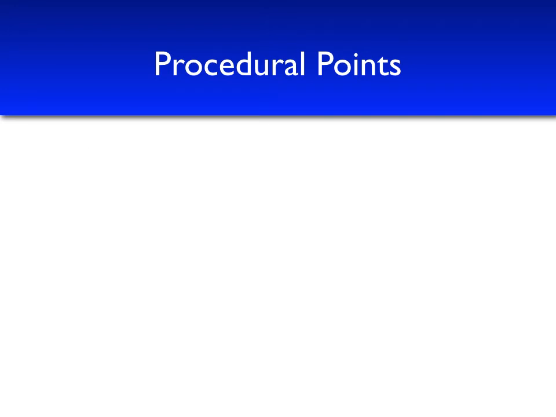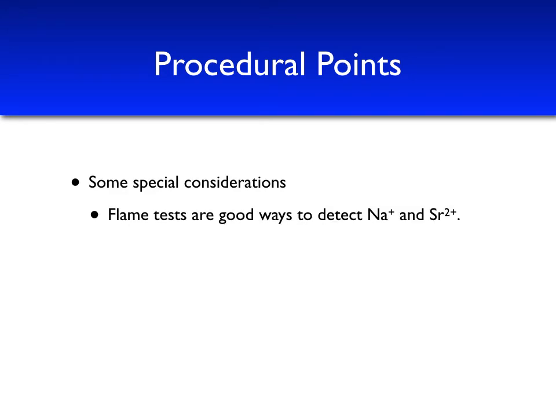Now let's move on to some very special procedural points. For part 2, we're asked to identify a few different ions. It is really important to note that the sodium ion in this experiment can really only be identified using a flame test. To perform a flame test, we will dip our glass stir rod into the unknown solution and insert it into a Bunsen burner flame, noting the color of the flame.